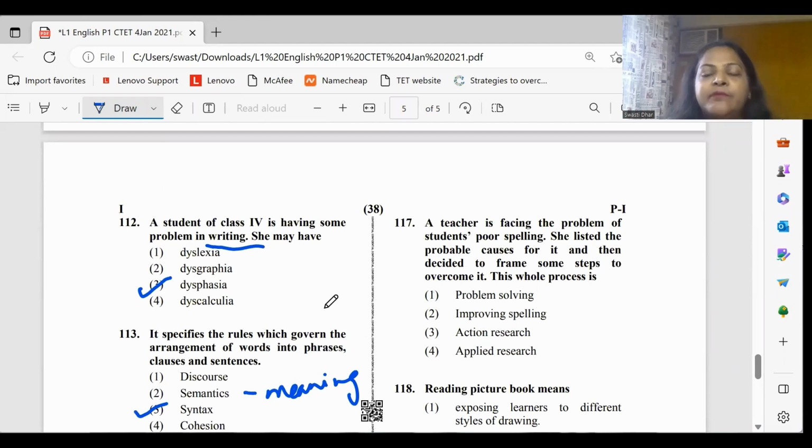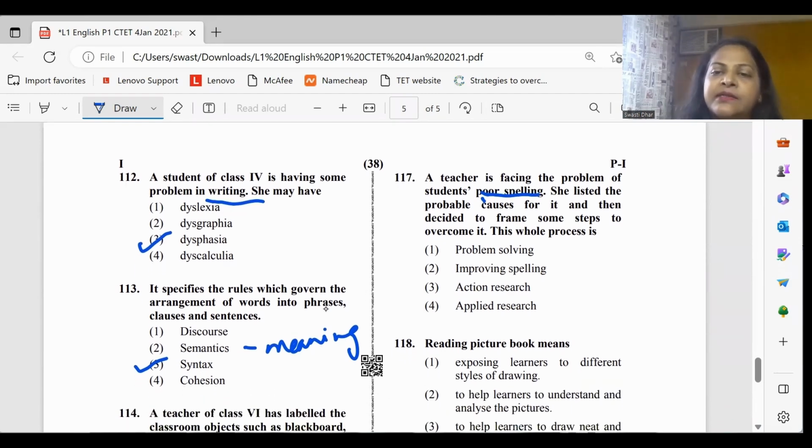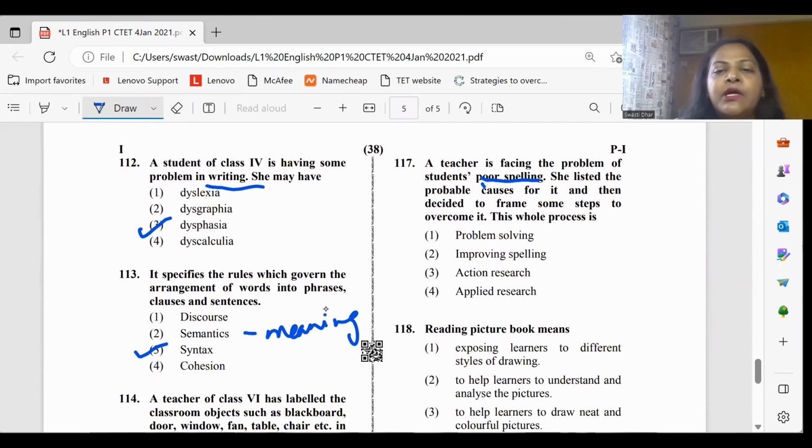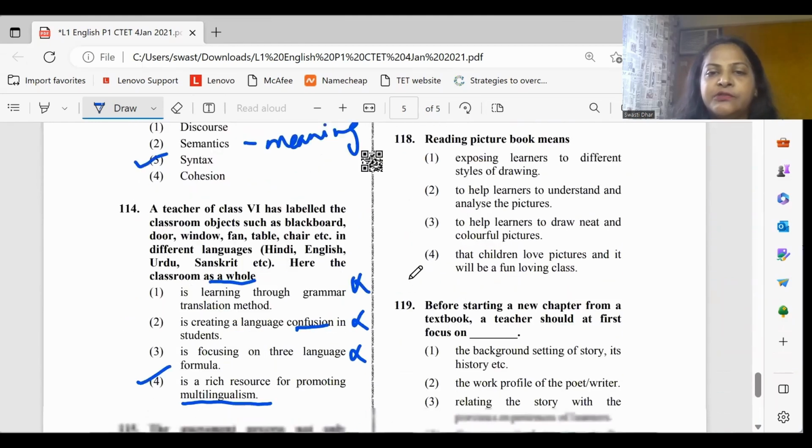A teacher is facing the problem of students' poor spellings. Okay. She listed the probable causes for it and then decided to frame and do some steps to overcome it. So this is action research. She's not solving the problem. This is a research which she's doing because she's trying to find the probable causes for it. And this is something all teachers would have done in B.Ed. So this is action research.